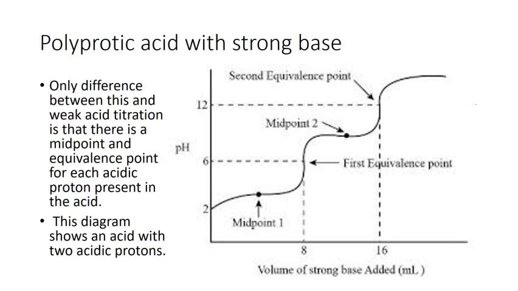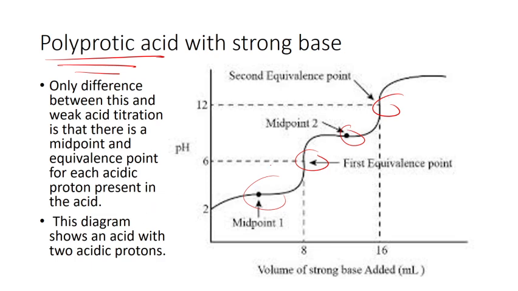Okay, so polyprotic acids. Those would be mostly weak acids with strong base. You'll notice that this looks much like a weak acid, strong base titration, except that there are multiple midpoints and multiple equivalence points. But these work exactly the same. The only difference is that there are multiples of the midpoint and equivalence point. In fact, there is one midpoint and one equivalence point per acidic proton.